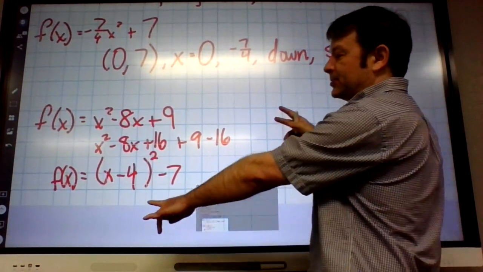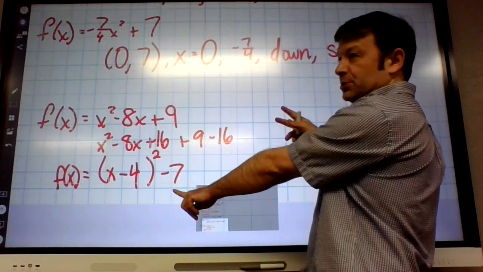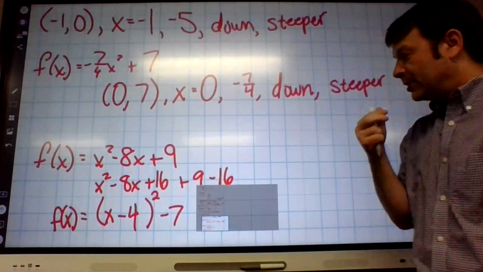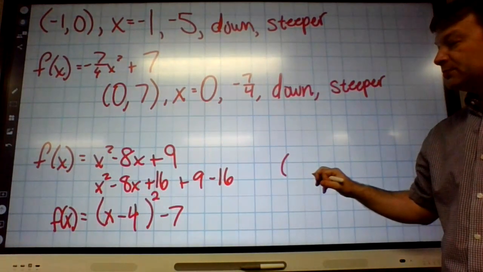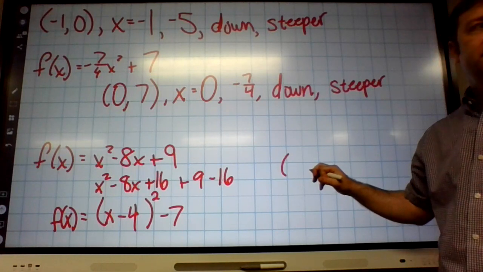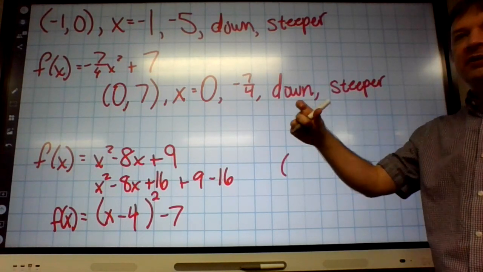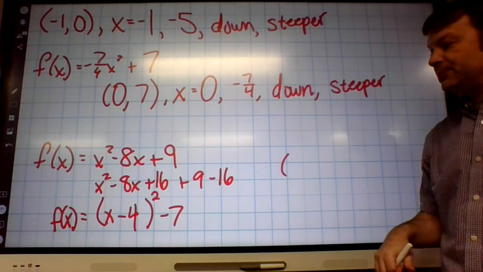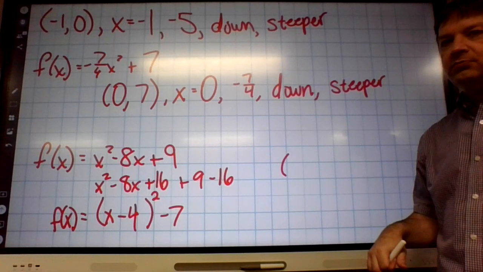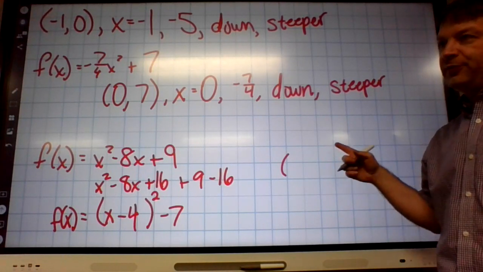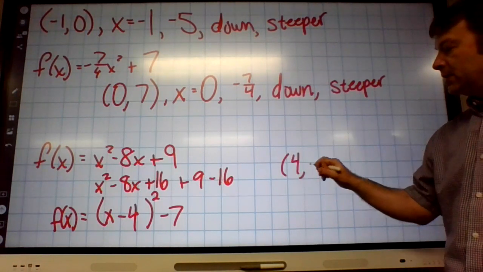No, it does the opposite. So it would go right 4 and down 7. So where would the vertex be? If the graph moves right 4 and down 7, where would the vertex be? I was trying to figure it out. What point is right 4 and down 7? 4, -7.